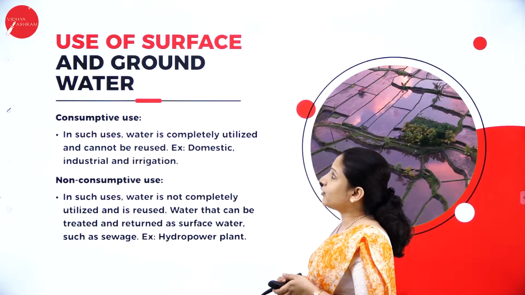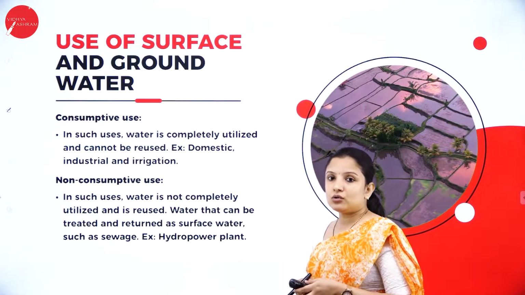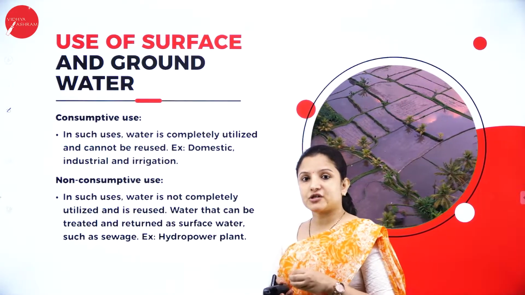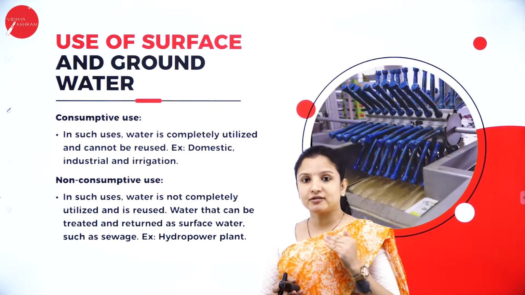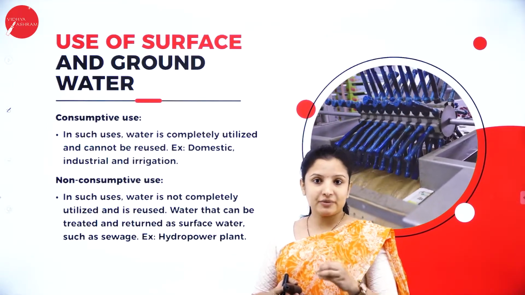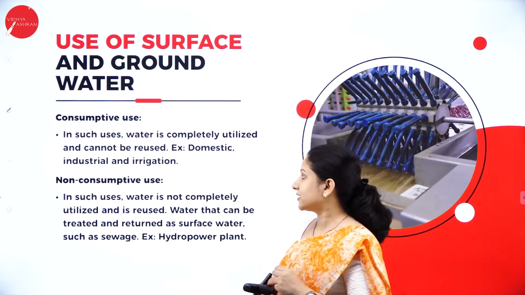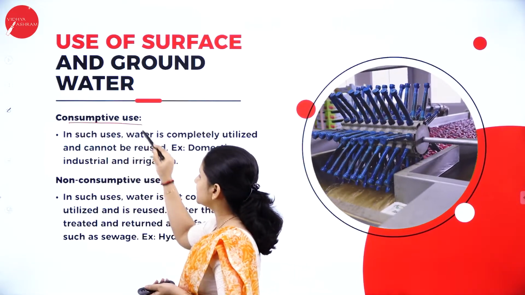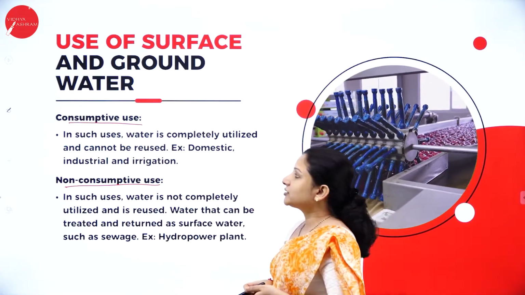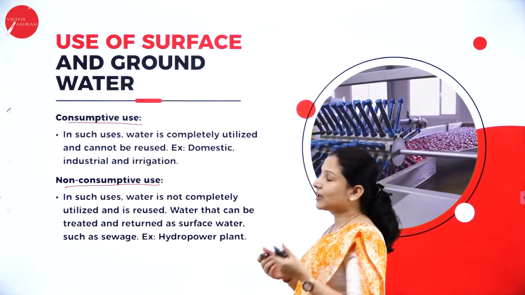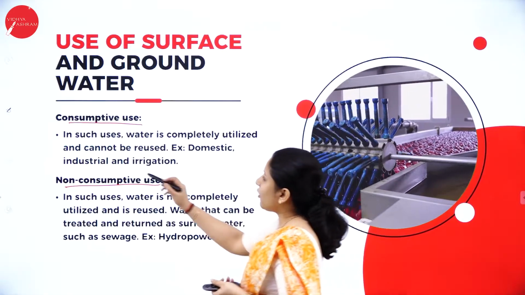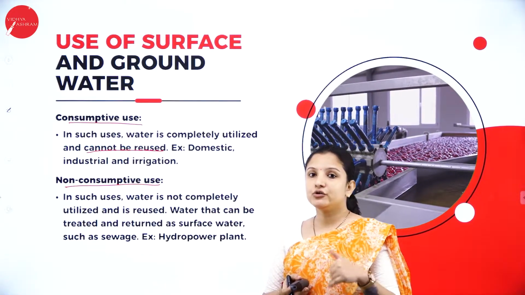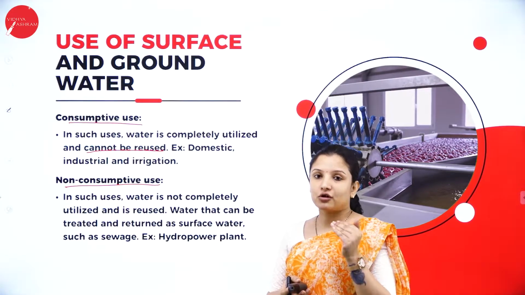So next, let's study the uses of surface and groundwater. Both of these are fresh water. Why we are talking about only fresh water is because fresh water is the one that is used for both commercial and domestic purposes every day. So here the uses have been divided into consumptive uses and non-consumptive uses. In consumptive uses, the water is completely utilized and it cannot be reused. That is, it cannot be recycled and it cannot be used again. Such a use of water is called consumptive use.